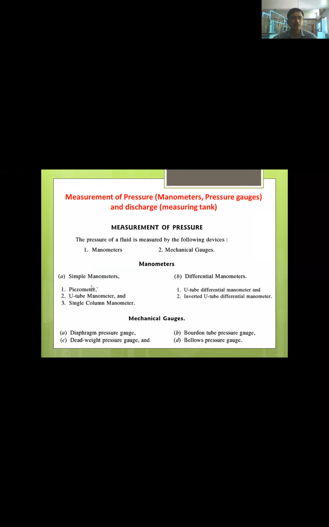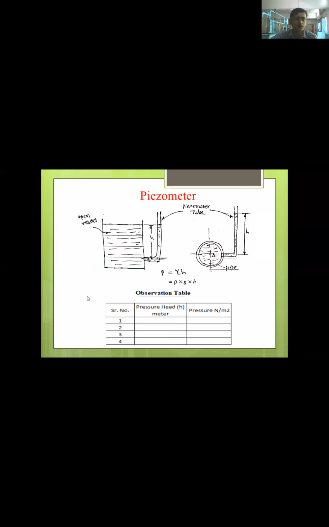manometers. In simple manometers, we have three types: one is the piezometer, then the simple tube manometer, and the single column manometer. So first of all, you should know how to measure the pressure with the help of the piezometer.